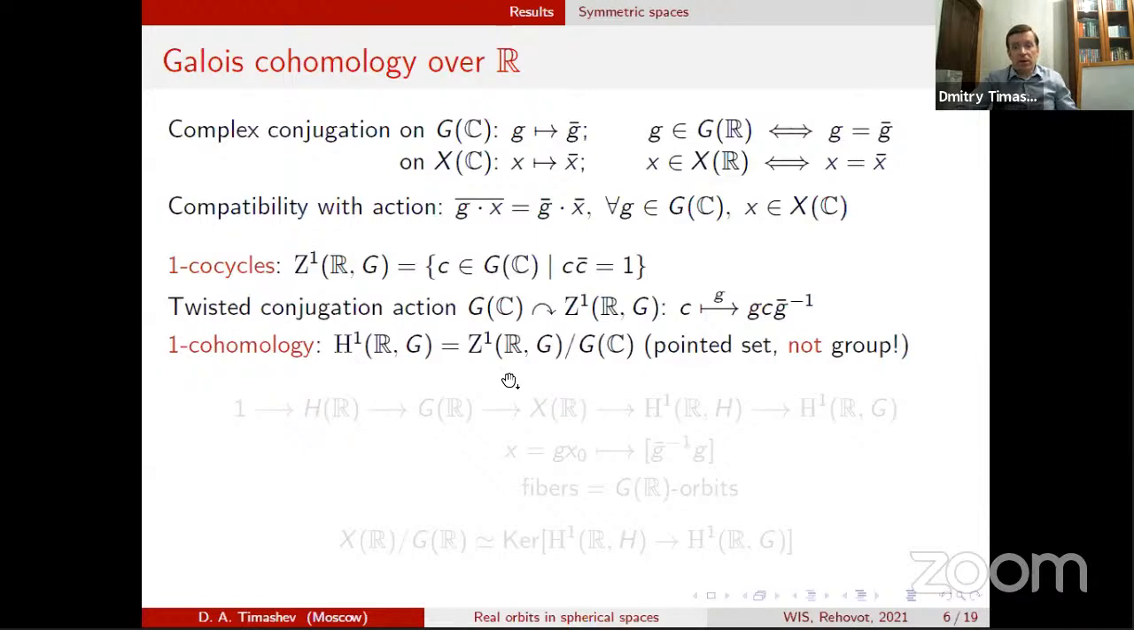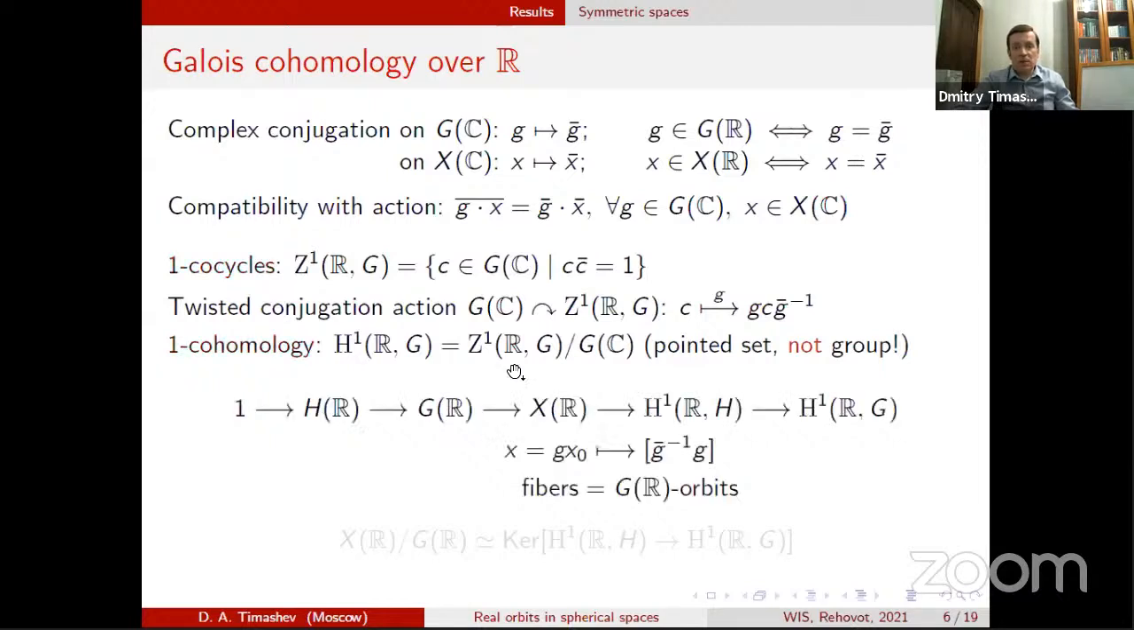But still, since it is a pointed set, you may consider exact sequences. The definition of an exact sequence is as usual: the kernel is what is mapped to the base point. And there is a nice exact sequence, including real points and Galois cohomology. It contains 5 members. And all maps here are obvious, except maybe the last but one, for which I give a formula.